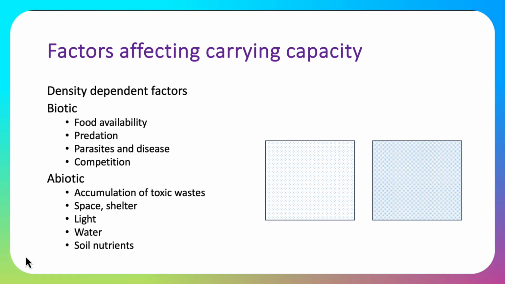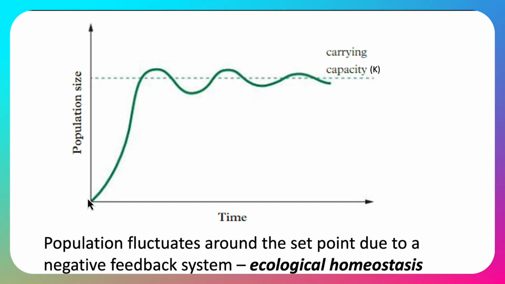For example, water and soil nutrients might be an issue for plants, but equally water might be a problem for animals as well. So all of these are density dependent factors, in that as the density of the population increases, these become more of an issue. So what we tend to see is that the population fluctuates around this set point of carrying capacity in a negative feedback loop, which I think is really clever, an ecological homeostasis.